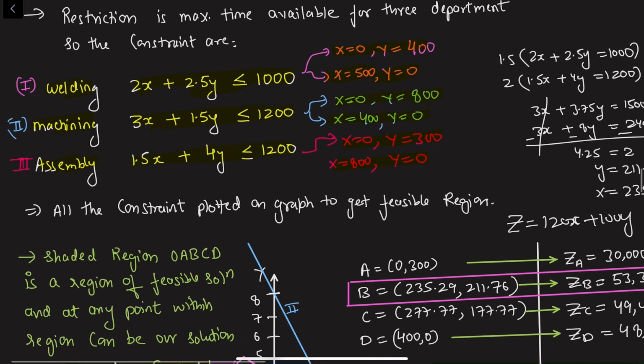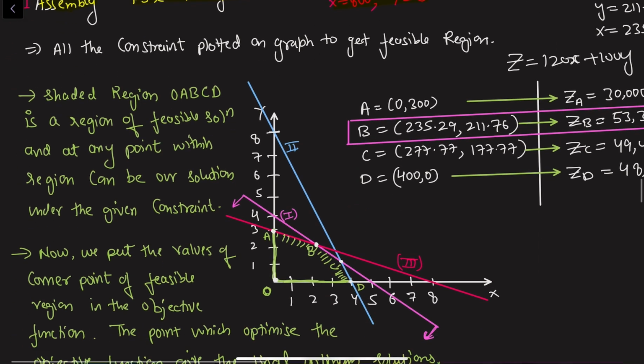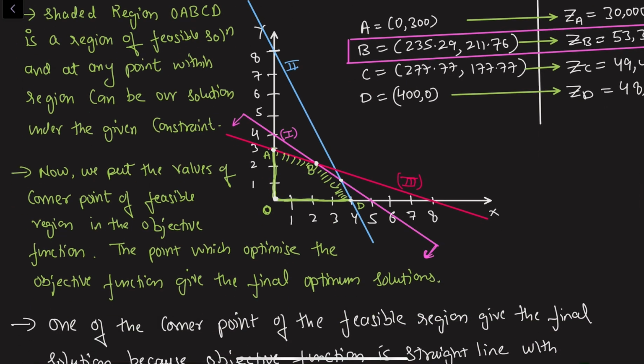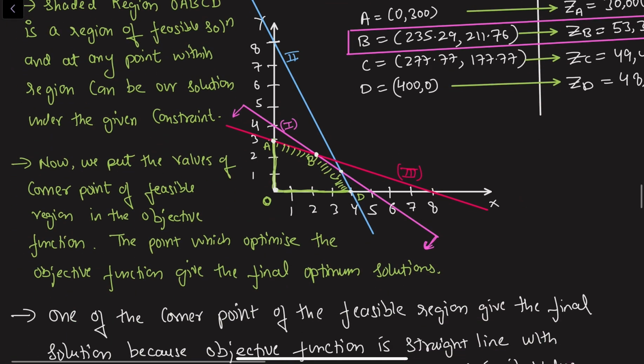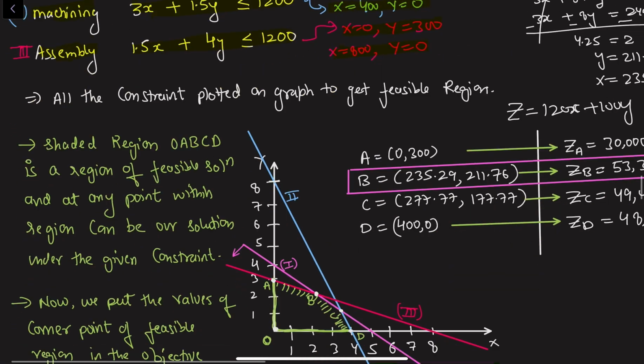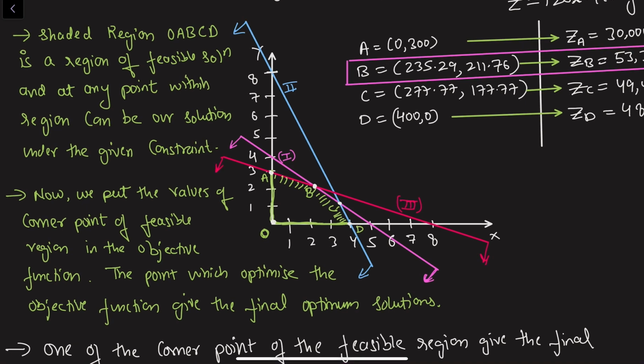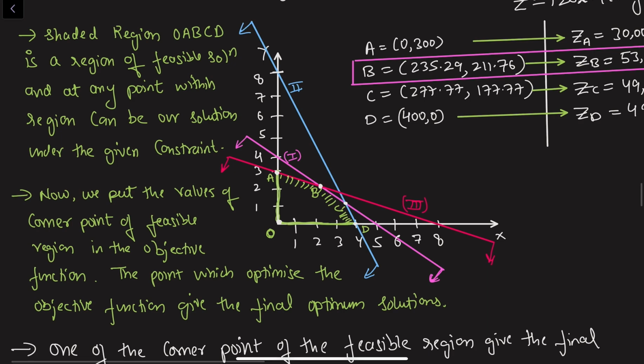Similarly, for machining, I got 2 points, which are x equal to 0, y equal to 800, so 0, 800, and 400, 0. For machining, I have drawn the second line and joined it. Similarly, I have drawn the third line, which is assembly, shown as a red line. All three constraints are defined as less than or equal, which means my final solution will be below these lines.